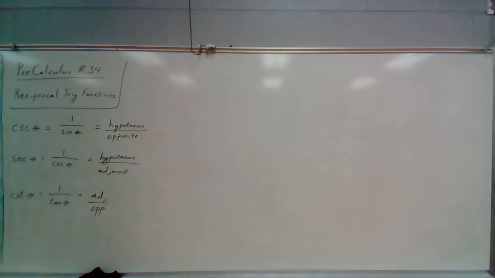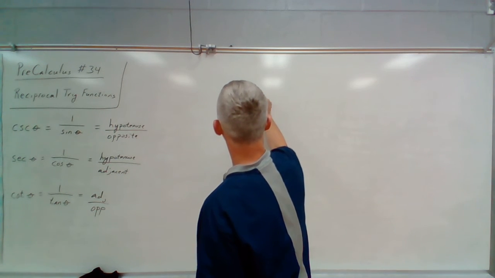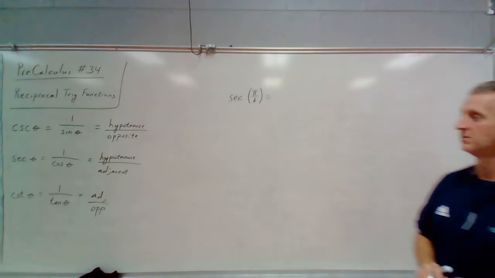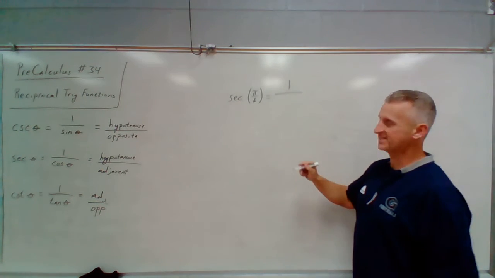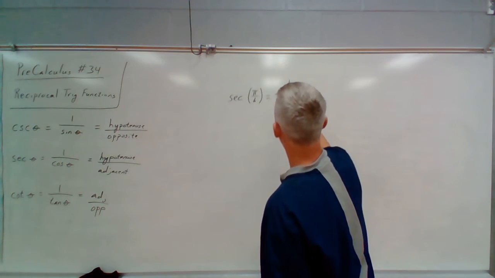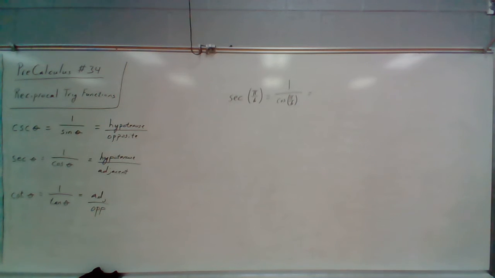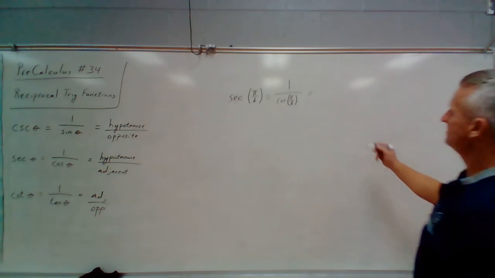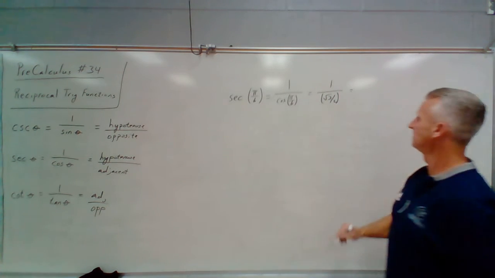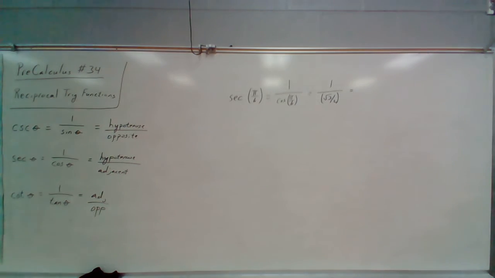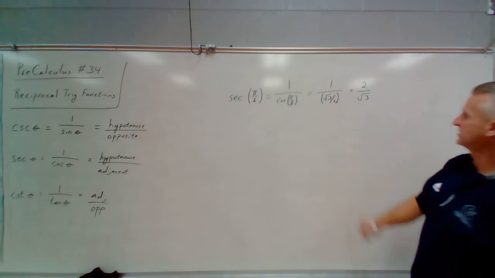All right, let's look at some examples. So I'll say I want the secant of pi over 6. So that's 1 over the cosine of pi over 6. And what's the cosine of pi over 6? Well, the cosine of pi over 6 would be the square root of 3 over 2. So that's 1 over square root of 3 over 2. That's just a reciprocal, so that would be 2 over the square root of 3.